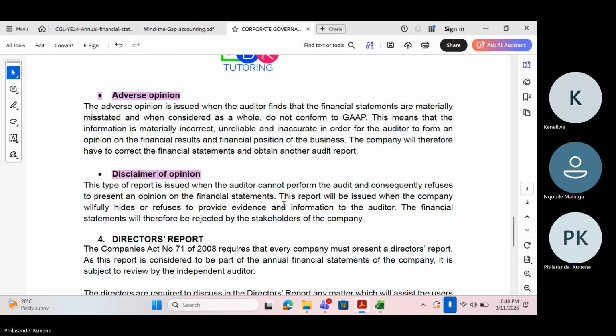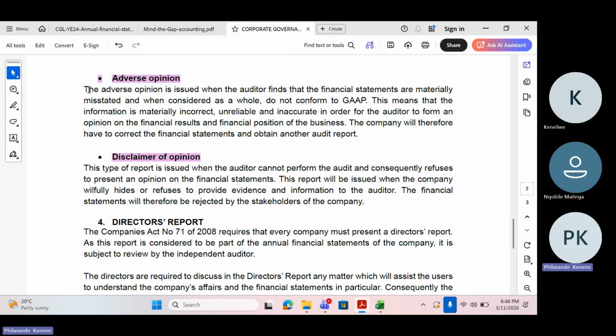Adverse opinion. The adverse opinion is issued when the auditor finds that the financial statements are materially misstated and, when considered as a whole, do not conform to GAAP. Everything in the financial statements does not conform to GAAP.